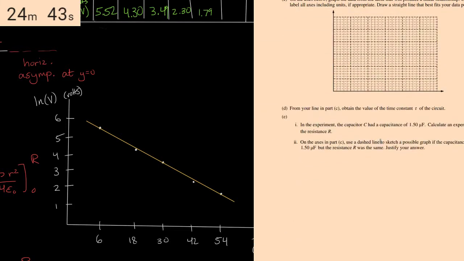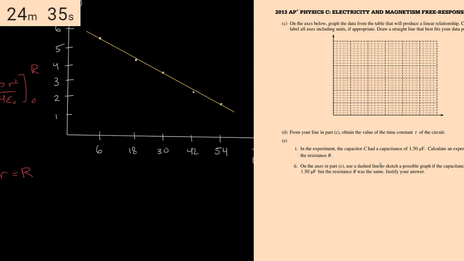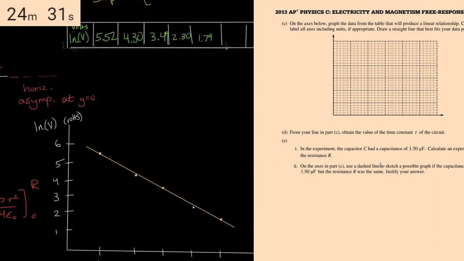And let's scroll down. Now, part D says from your line in part C, obtain the time constant. Cool. Let's do that. So we know that, let me copy this table down. It's going to be useful.